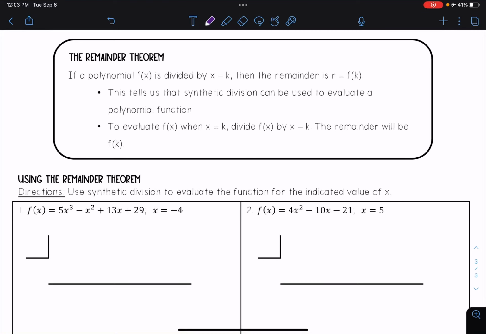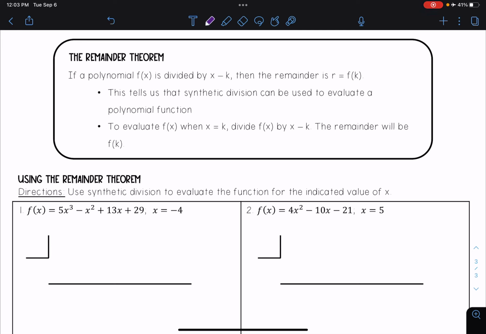In this video, we're going to be looking at the remainder theorem. The remainder theorem tells us that if a polynomial f of x is divided by x minus k, then the remainder is r equals f of k. So what does this mean? This tells us that synthetic division can be used to actually evaluate a polynomial function.